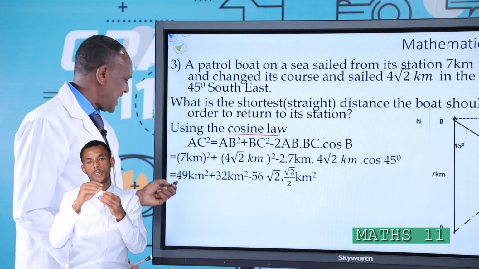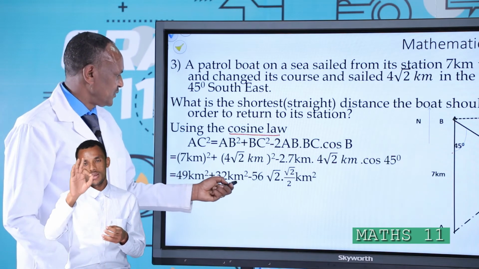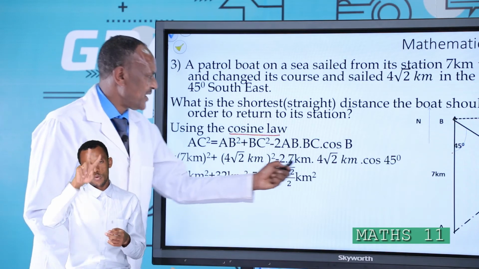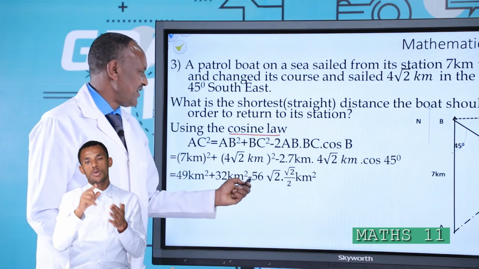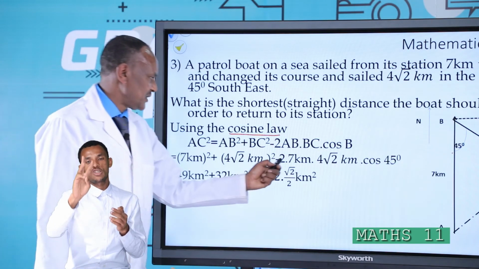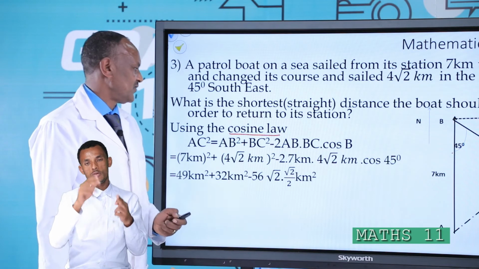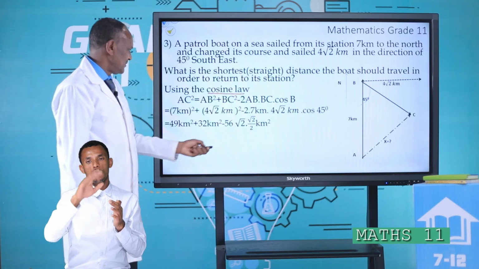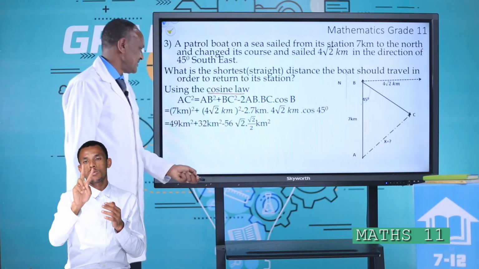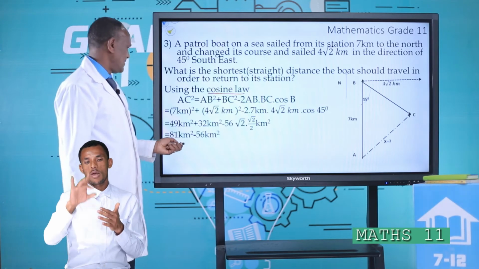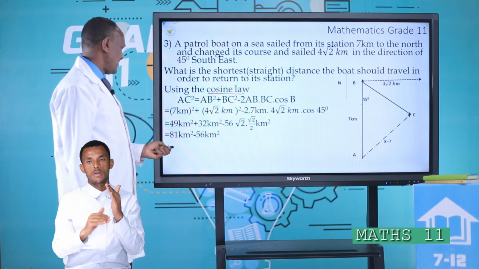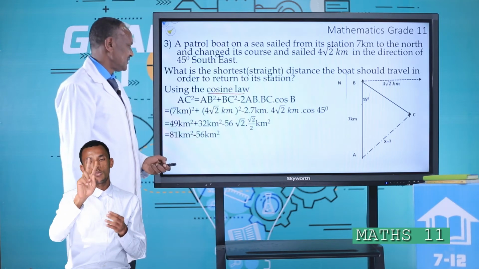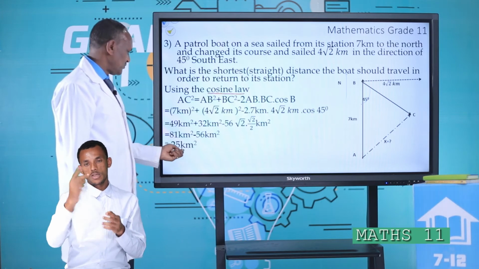When I square it, I have 49 square kilometers plus 32, we have 4 squared 16 times root 2 squared 2, 32 square kilometers. Minus, when I multiply this one, you have a value equal to 56: 2 times 7, 14. 14 times 4, 56 times root 2. Cosine of 45 degrees is root 2 over 2. So root 2 times root 2, 2 will be cancelled. You will have a value of 56. When I add up and subtract, you will have 49 plus 32 minus 56 square kilometers. The difference is 25 square kilometers.